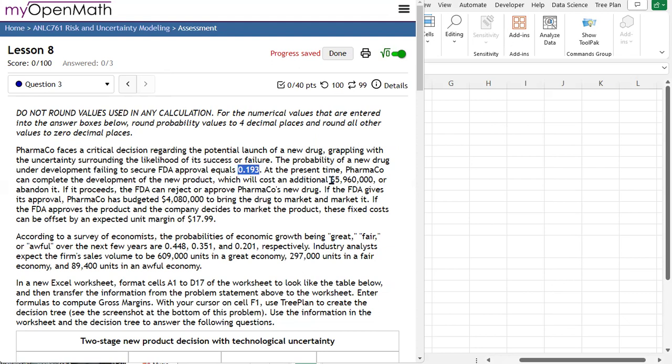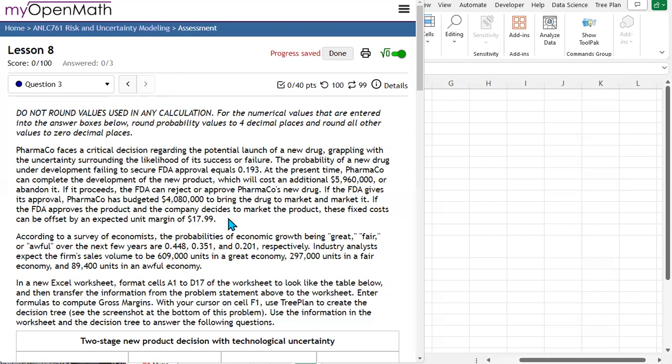0.193. Now, at the present time, Pharmaco can complete the development of the new product, which will cost an additional $5.96 million, or abandon it. If it proceeds with the product, the FDA can reject or approve Pharmaco's new drug. If the FDA gives its approval, Pharmaco has budgeted $4.08 million to bring the drug to market and market it. If the FDA approves the product and the company decides to market the product, these fixed costs can be offset by an expected unit margin of 17.99.